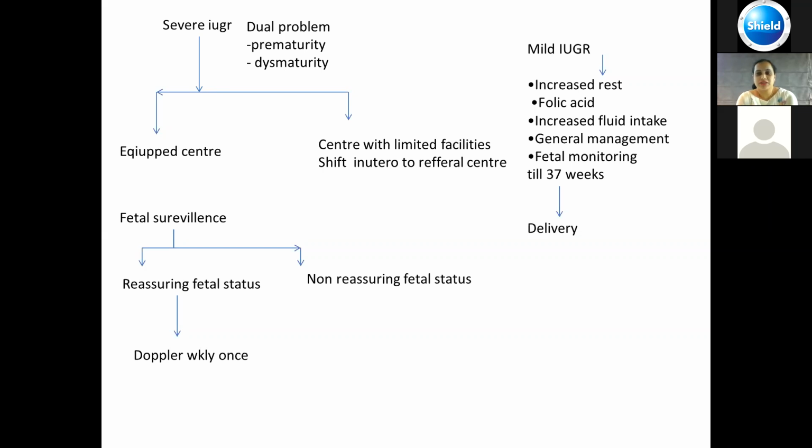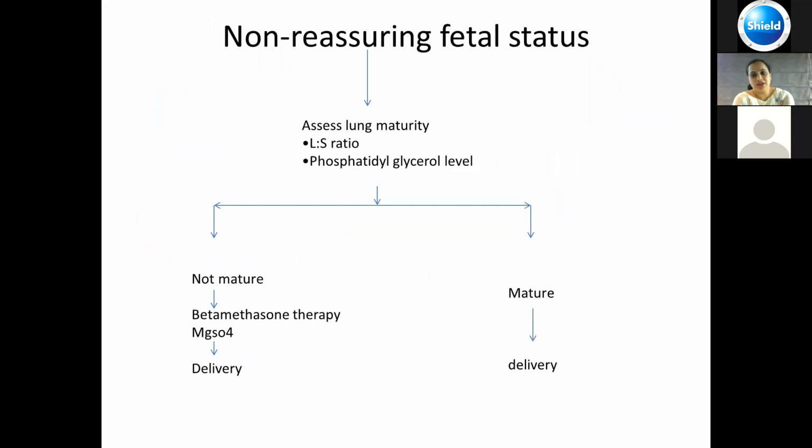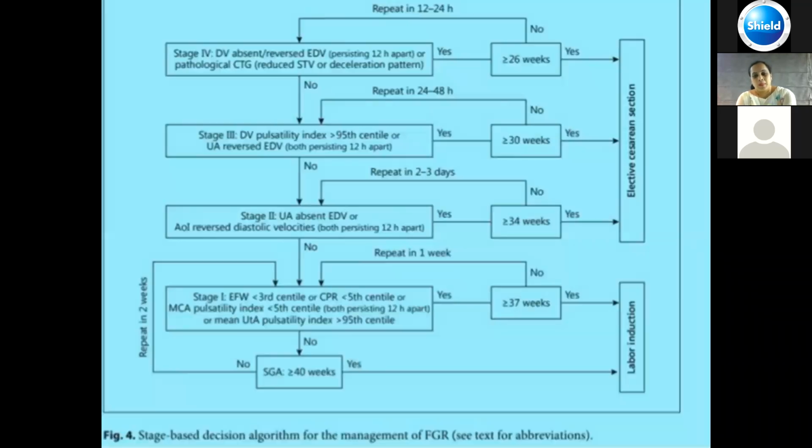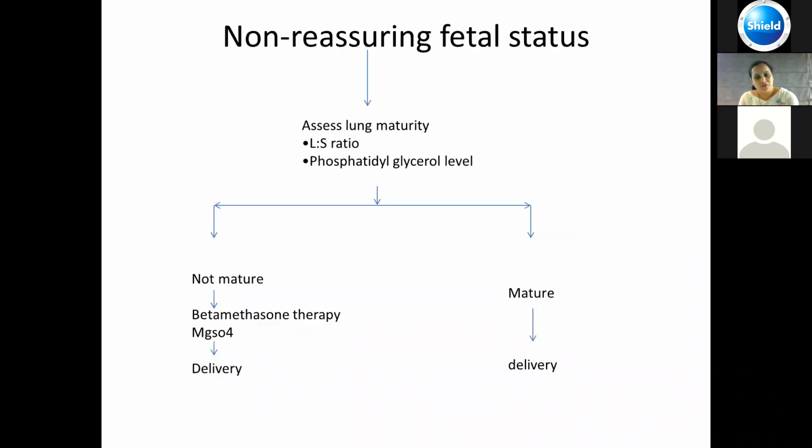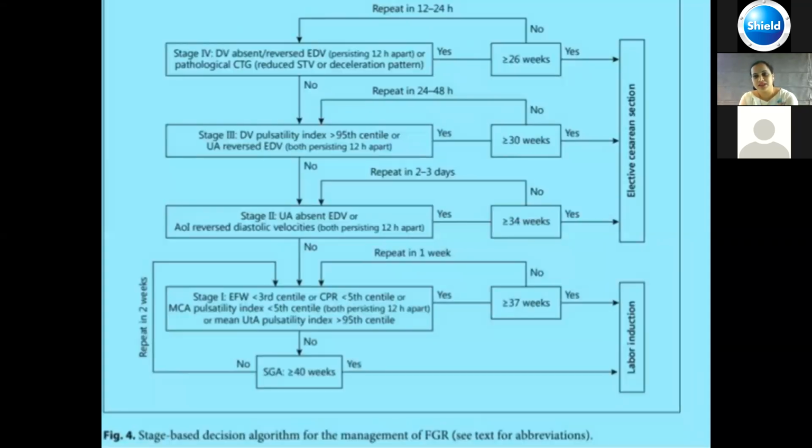If an equipped center is there, fetal surveillance has to be done. If the fetus is reassuring and the Dopplers are better, weekly Dopplers have to be done till it is resolved or the pregnancy reaches 37 weeks. If it is non-reassuring, we can check the maturity of the lungs. If matured, we try to deliver as soon as possible. If not matured, we need to give steroid prophylaxis, and magnesium sulfate prophylaxis for neuroprotection, which is very important to reduce intraventricular hemorrhages, and then deliver. I didn't concentrate much on the doses of steroids and magnesium sulfate. If anybody needs, we can discuss further in the discussions.